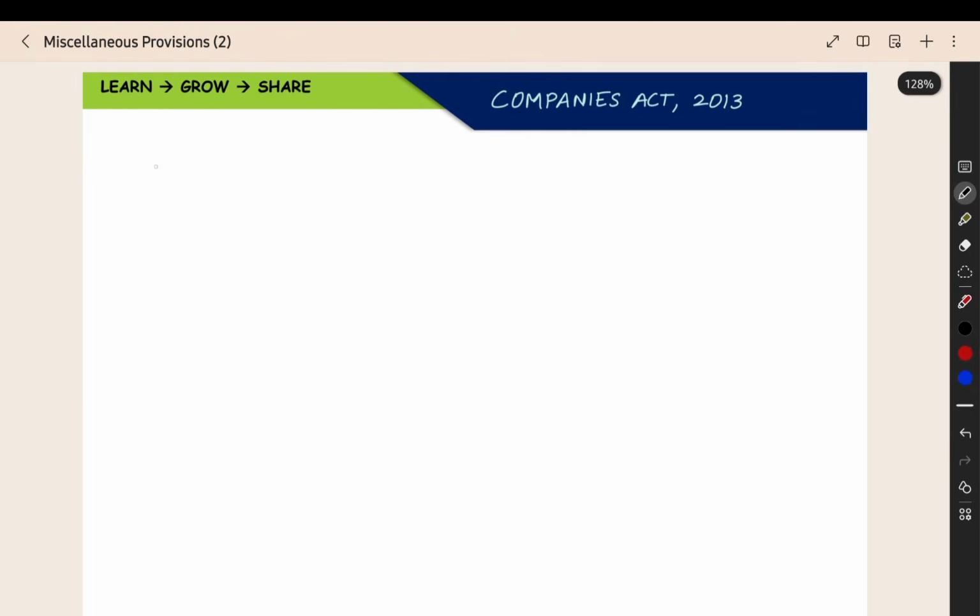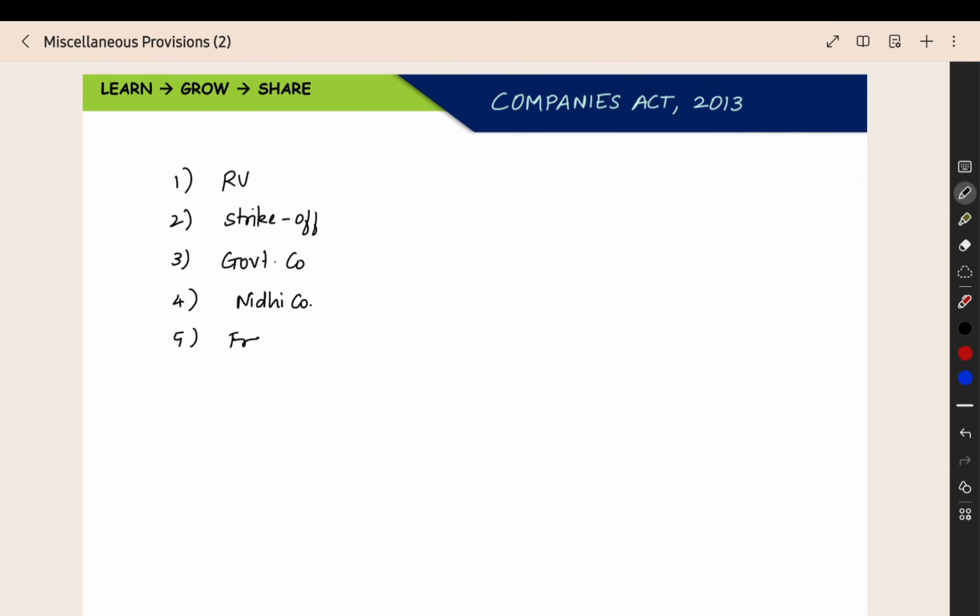So first one we are having, that is the registered valuer. Second one, that is the striking off. Third one we are having the government company. Then fourth one, when you see, we are having the Nidhi company. Then at last we are having the fraud along with that dormant company. Now these are all the provisions we are having in this particular chapter. This is a relatively small chapter only, so we can complete it quickly.